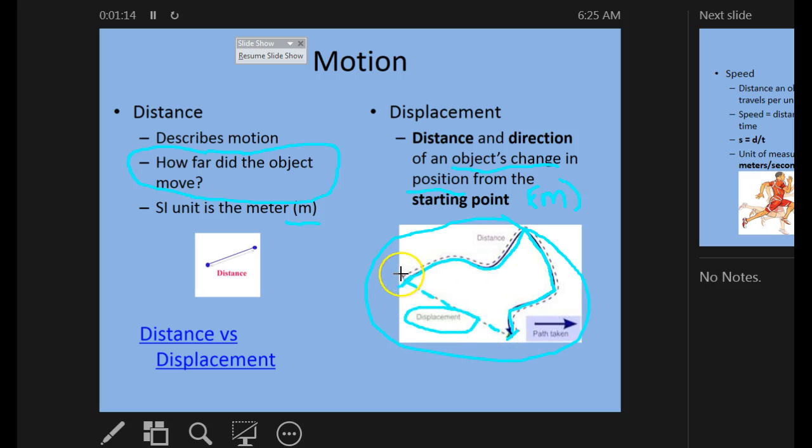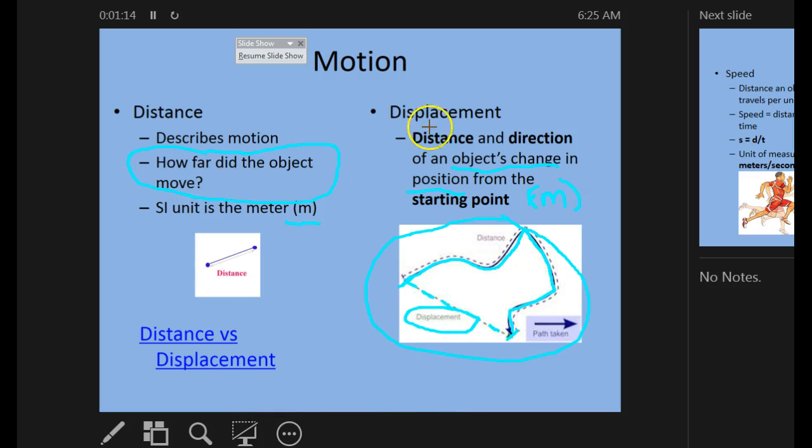But distance is how far did you go. So that would be how far did you go in your car. And then displacement is how far are you from your house, like on a map. If you were a bird, okay, you could get there in a straight line. How far are you? And then how much did you move? That's distance, okay? So those are the differences between those two.